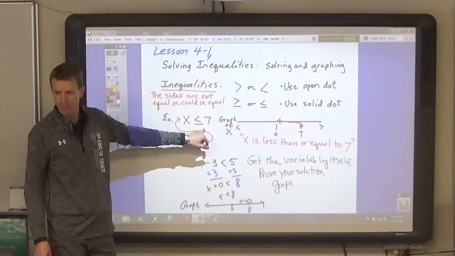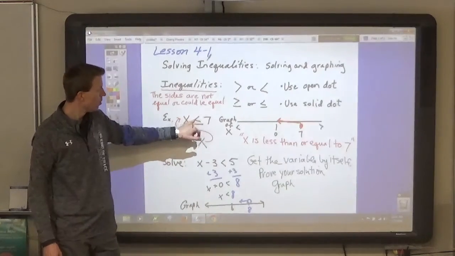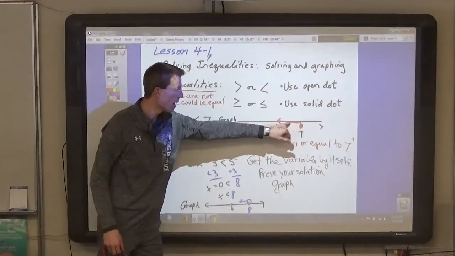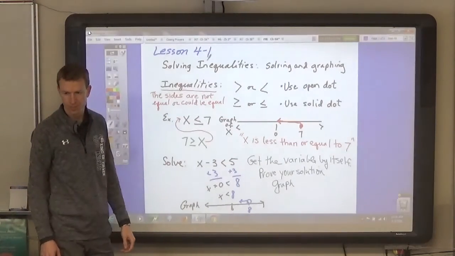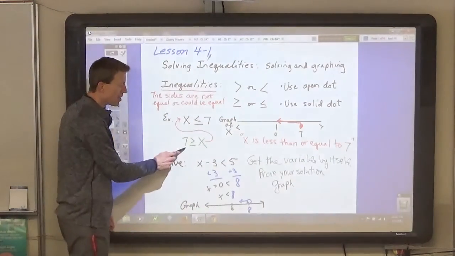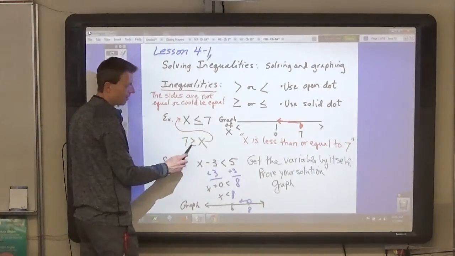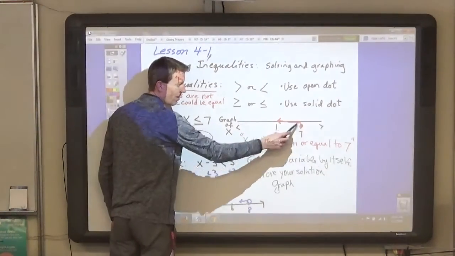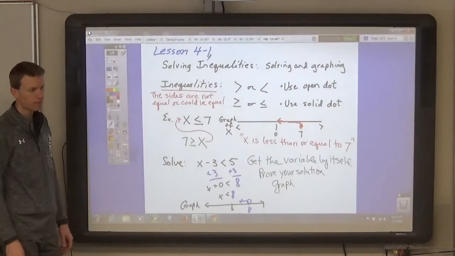So if you see the variable first in the sentence, you can graph it the same direction as the arrow is pointing. If the number is written first, then it's the opposite direction, isn't it? Because 7 is greater than what x is. Okay?